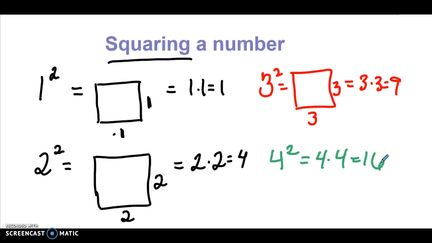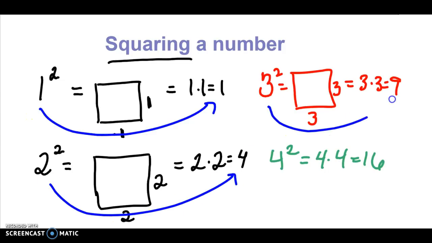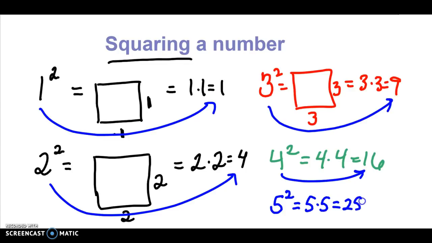So squaring a number in essence means timesing it by itself. So 1 squared is 1, 2 squared is 4, 3 squared is 9, 4 squared is 16. If you wanted to go one more, you could say 5 squared is 5 times 5, which is 25.